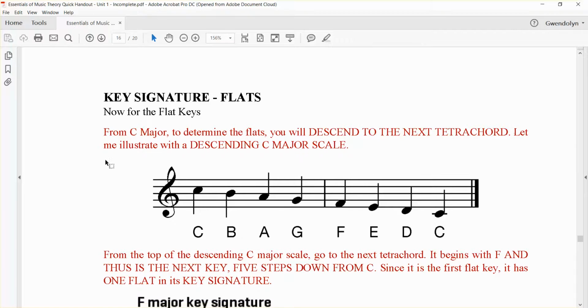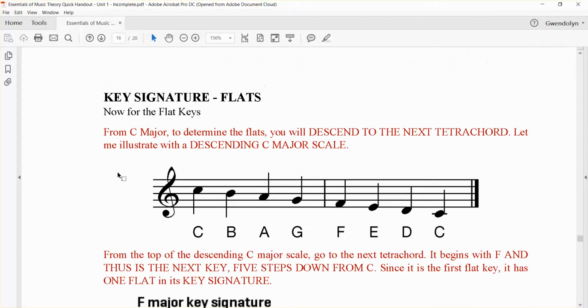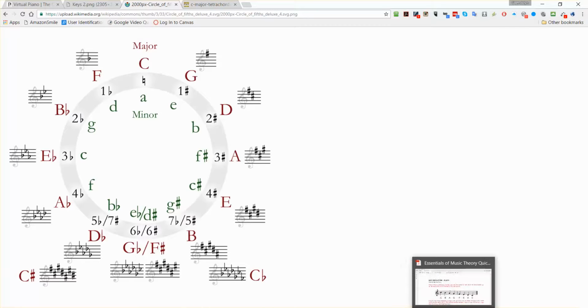All right. Now we're going to do the flats. And on the circle of fifths, the flats are on the left-hand side. Now I told you the circle of fifths, you go around and you just count to 5 and you get all the way around here. But there are other ways of denoting the flats on the left-hand side, and using the tetrachord system is going to help out.